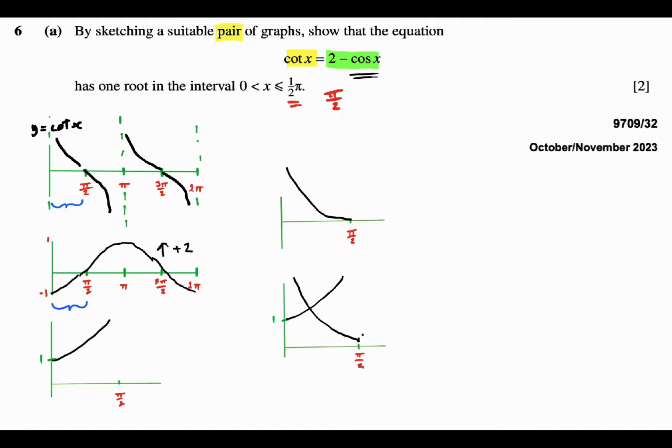So we did our pair of graphs, and putting them together now on the same axes. And you'll see there's one intersection. So 1 root in the interval as given. So that's a nice little question. That's not something I've seen much of. But again, know these reciprocal graphs and how they work.